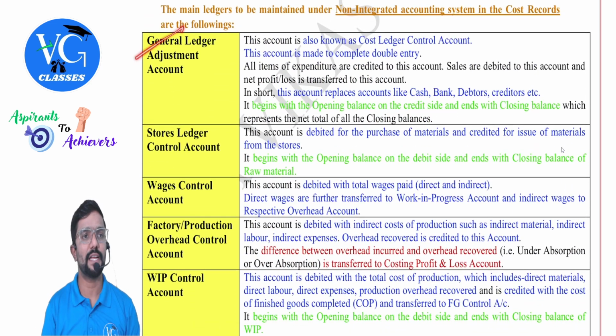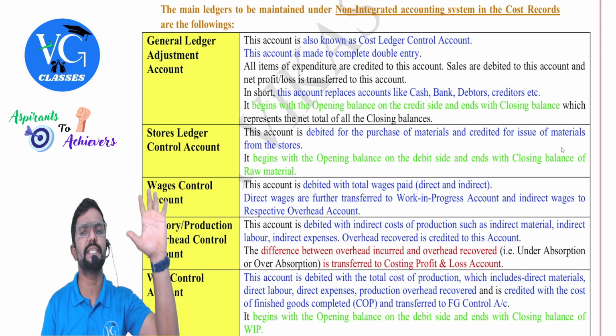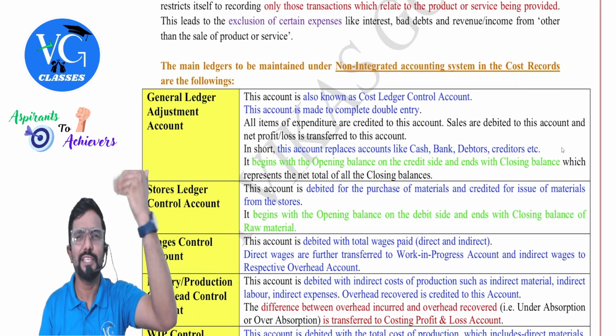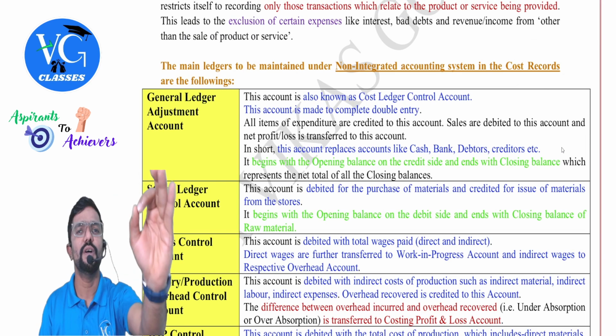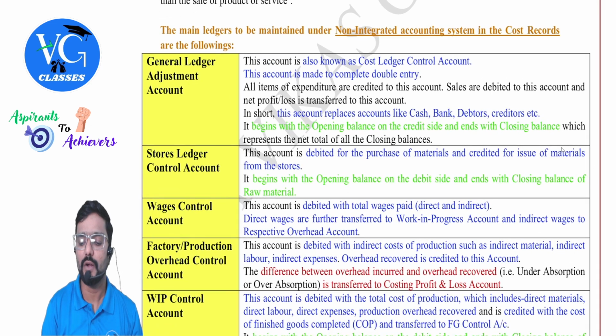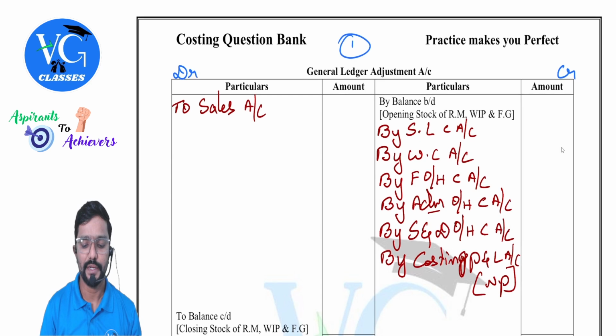General ledger adjustment account. Guys, this account is a special account which is opened only to complete the double entry system. Where, sir? In cost records. This doesn't have much meaning. It is just opened to complete the double entry system. Okay, sir. And how does the account look, sir? I will show it here.